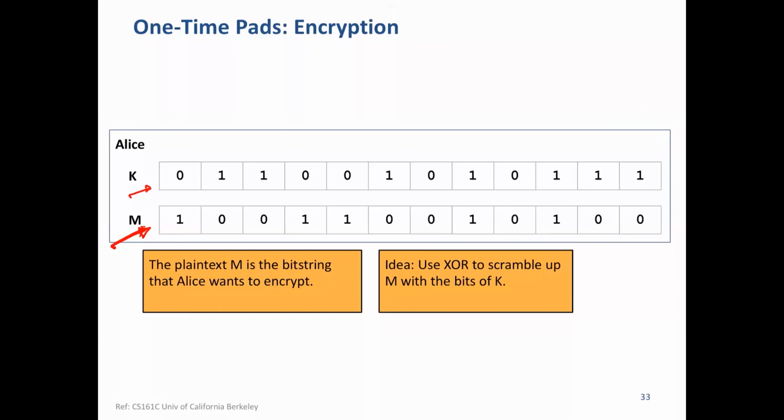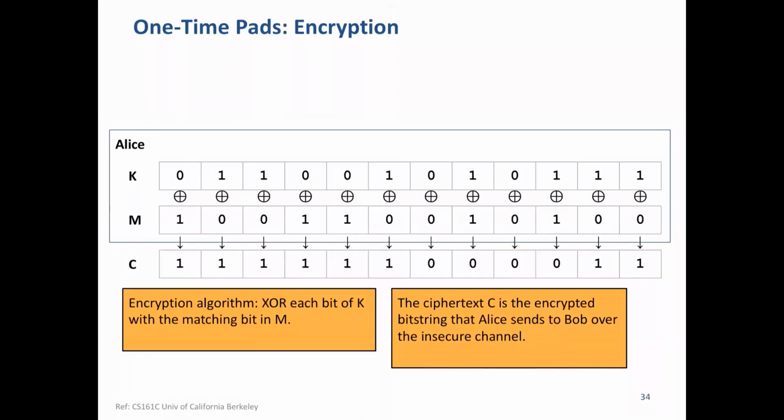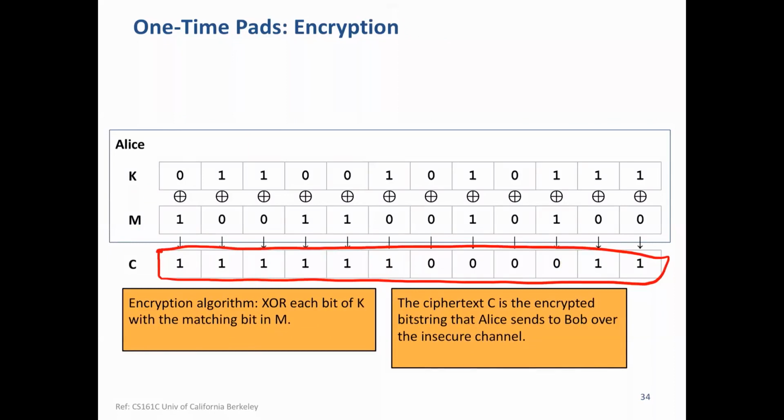Now Alice has to encrypt M using K, and the simplest encryption algorithm is to do XOR. This is what we are doing. Bit by bit XOR, and what we get is the ciphertext here. Now the question I'm asking you is that Eve has this ciphertext.